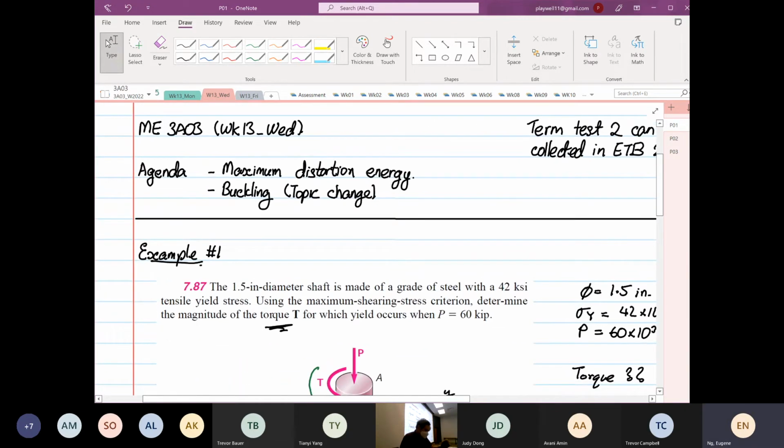So the agenda today, we are going to look into the maximum distortion energy example, which we did not do on Monday. Then I decided to change the topic. The last topic I'm going to cover is buckling.